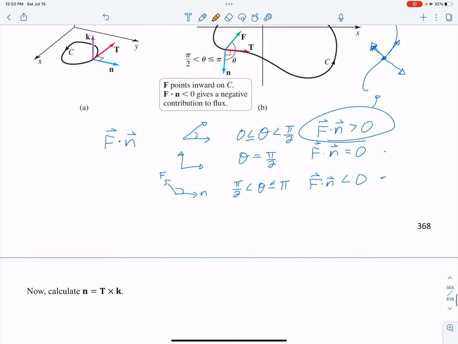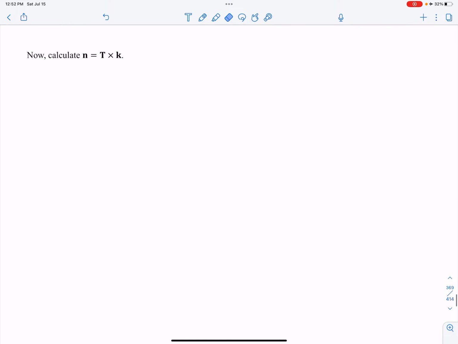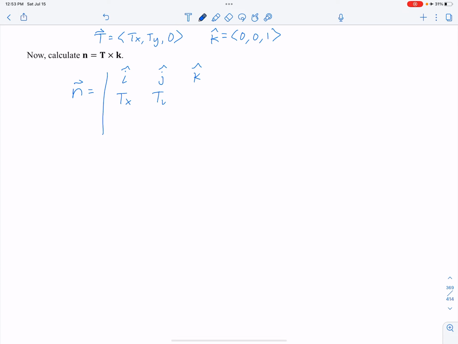So bear with me. Let's go to that next page. Just to remind you, the tangent unit vector, we're going to call it tx, ty, and 0. And then we also have k here. K is 0, 0, 1. And they want us to find the cross product. So let's do that. I've got i, j, k, then tx, ty, 0, and 0, 0, 1. And we've got to figure out that cross product.